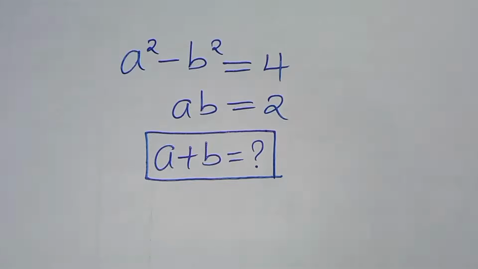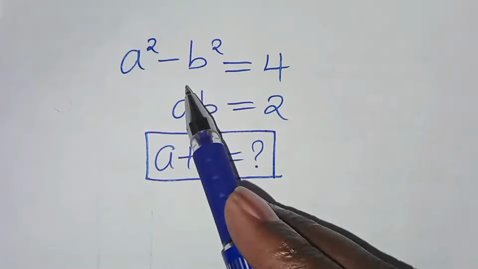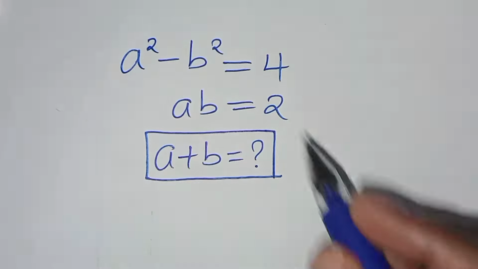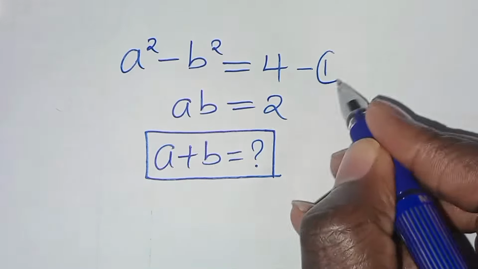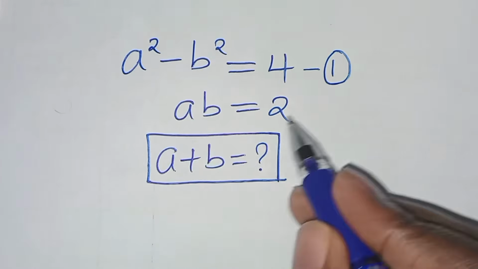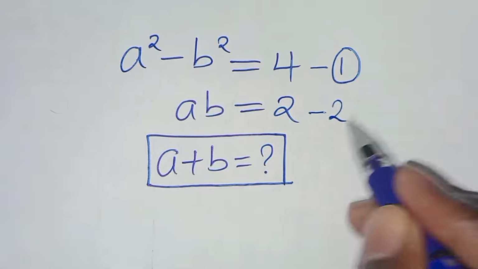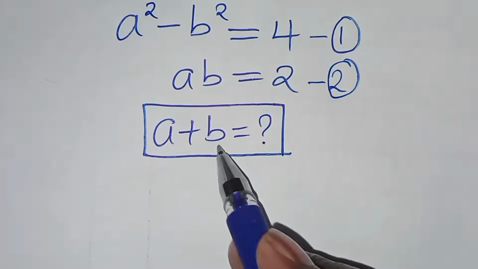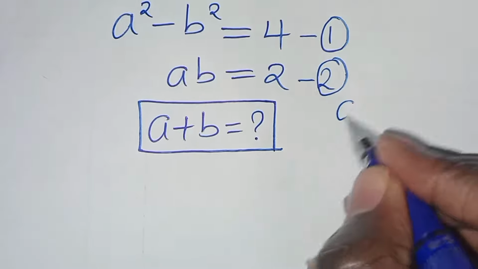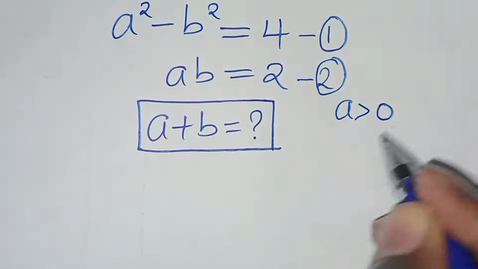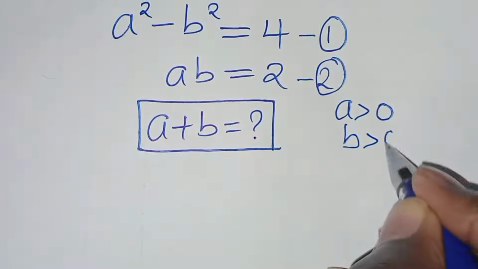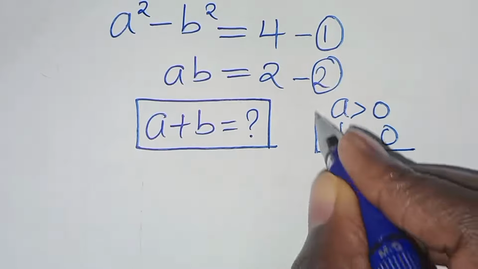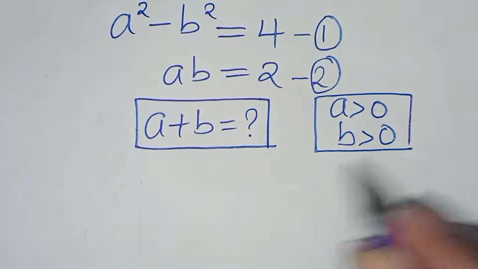You're welcome to solve this nice algebra problem. a squared minus b squared is equal to 4. Let's call this equation 1. Then a times b is equal to 2. Let's call this equation 2. So what is the value of a plus b, given that a is greater than 0 and b is greater than 0? Now, let's provide a solution to this problem.